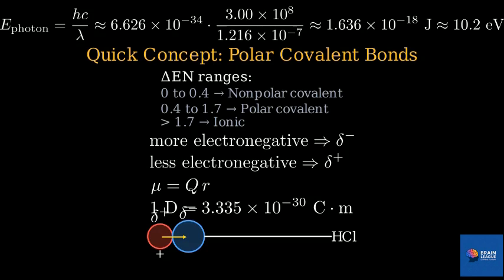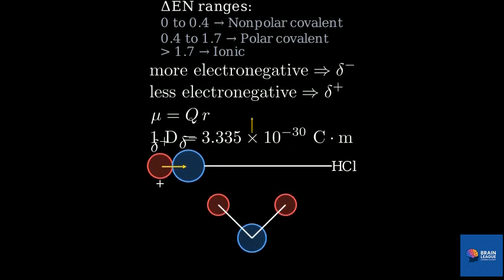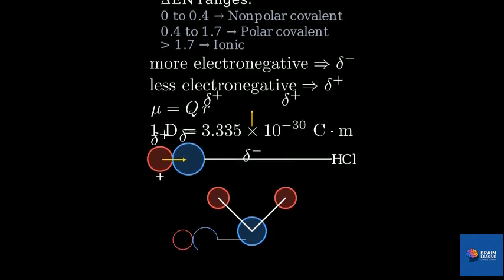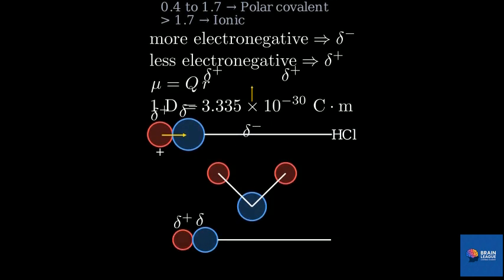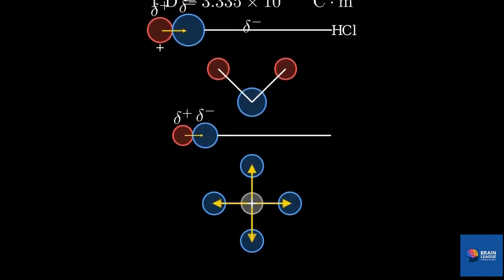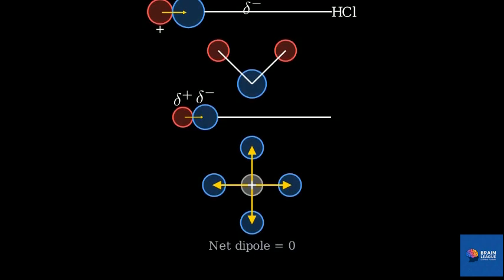More examples. In water, the oxygen is more electronegative. Each O-H bond is polar, and because of the bent shape, the molecular dipole is non-zero. In hydrogen fluoride, the bond is strongly polar with hydrogen delta plus and fluorine delta minus. In carbon tetrachloride, each carbon-chlorine bond is polar, but the tetrahedral symmetry makes the overall molecule nonpolar since bond dipoles cancel.